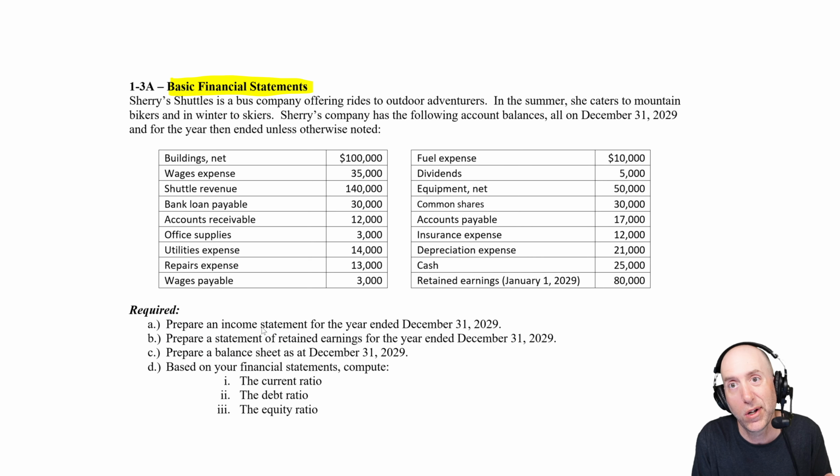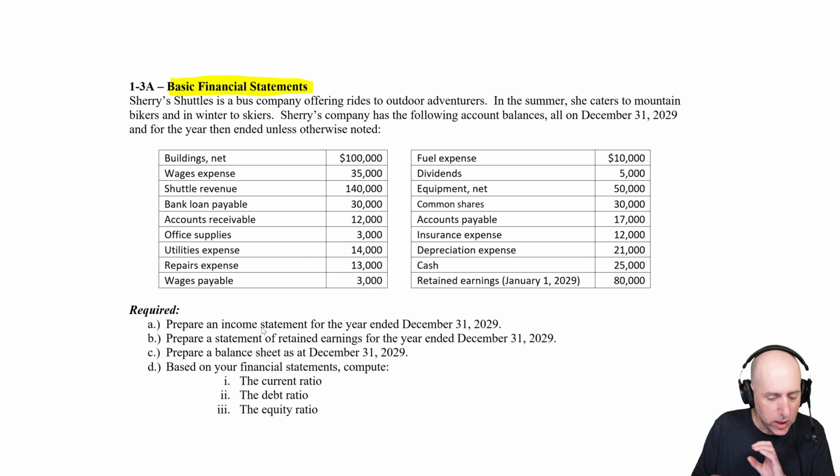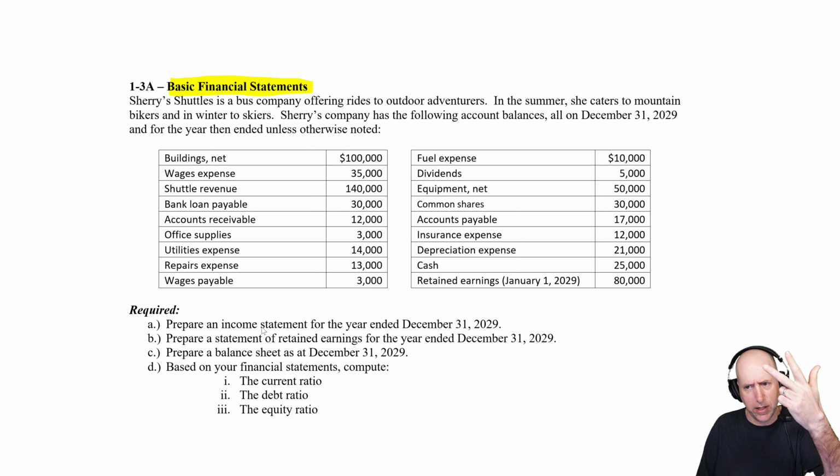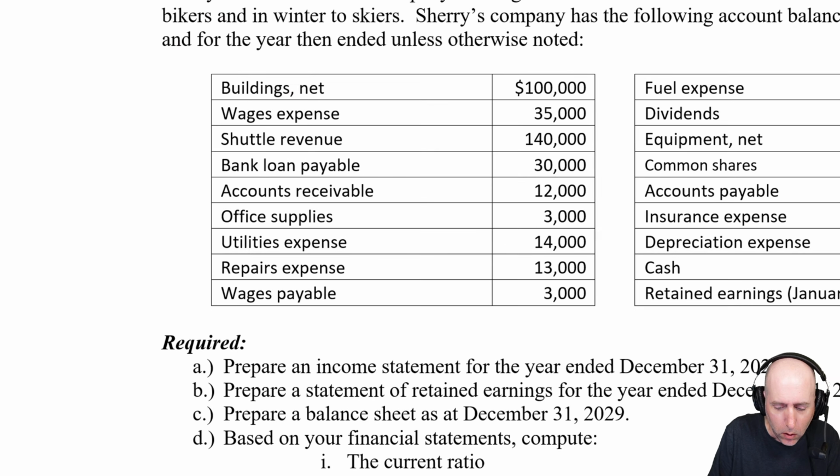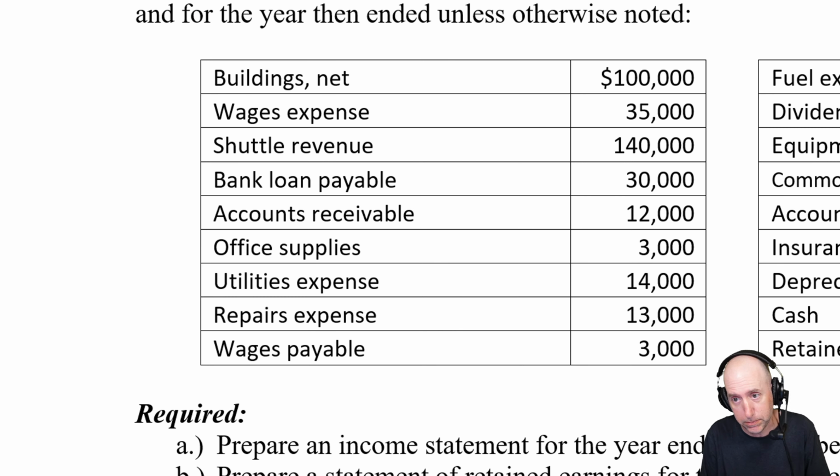So if you did problem 1.2, and if you didn't, for goodness sakes, go back and do it. We learned to identify accounts as asset, liability, shareholders' equity, revenue, expense, or dividend. If it's an asset, is it current or long-term? Same for liability. Let's do all that for this problem.